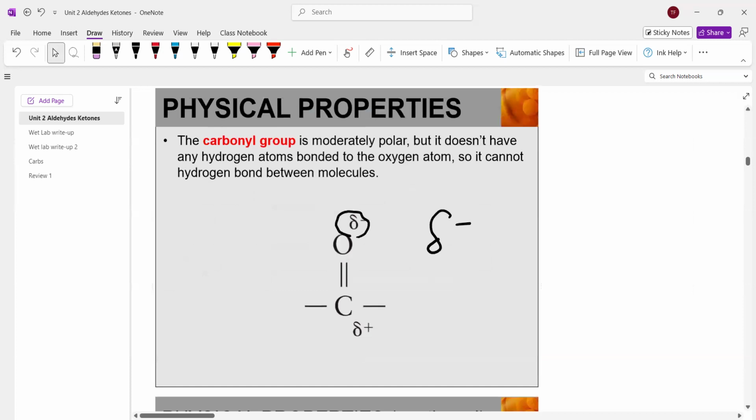Now, this is a much stronger intermolecular force oxygen than the double bonded oxygen. So it's moderately polar, nothing compared to the OH in an alcohol. It's probably similar to an ether in terms of polarity.